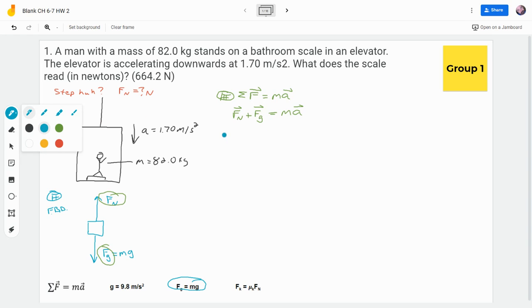I'll go with blue for step 4. Now I'll go with black. So step 4 is the math.